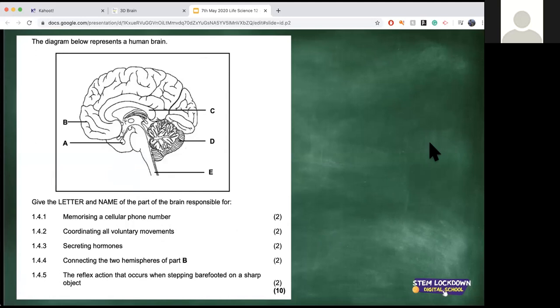All you need to do is just give me the letter of the part of the brain responsible for memorizing a cell phone number. What part of your brain is responsible for memory? What part do you think? Let's just quickly go through it.